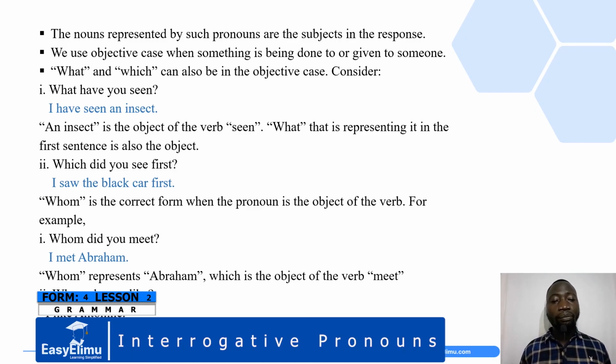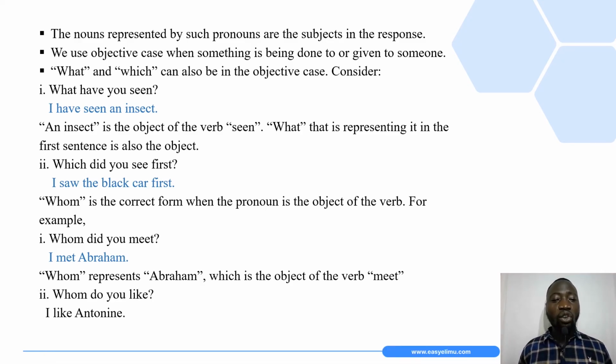Another example is here. Which did you see first? I saw the black car first. Whom is the correct form when the pronoun is the object of the verb. For example, whom did you meet? I met Abraham. Whom, again, in this sentence represents Abraham, which is the object of the verb meet.